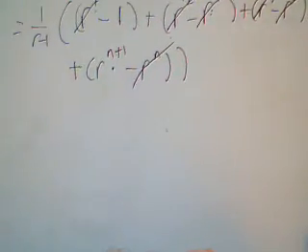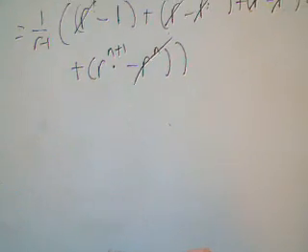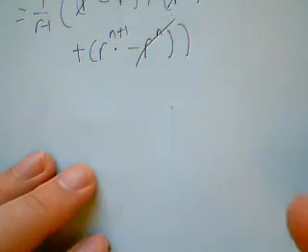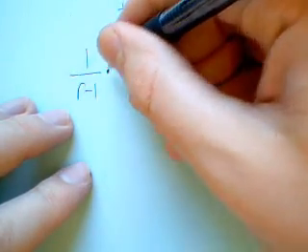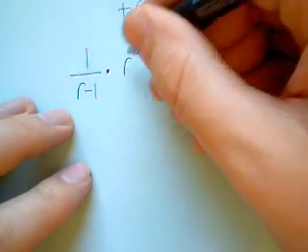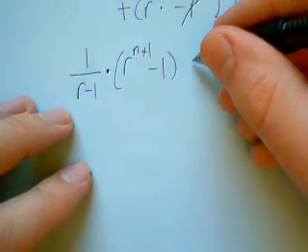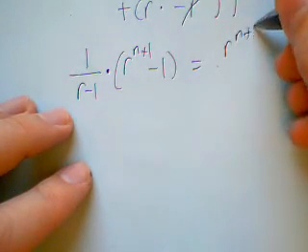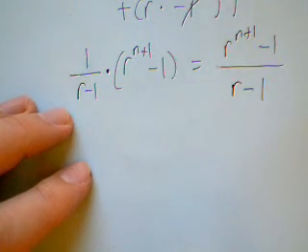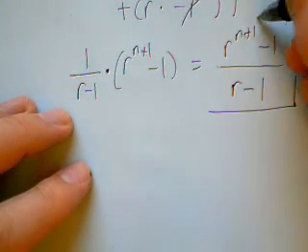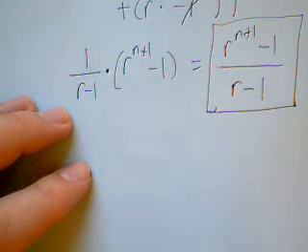So everything canceled out except for this r to the n plus 1 and this minus 1. So this leaves us with 1 over r minus 1 times r to the n plus 1 minus 1, or we could rewrite that as r to the n plus 1 minus 1 over r minus 1. And there we can just plug in n and get the number.